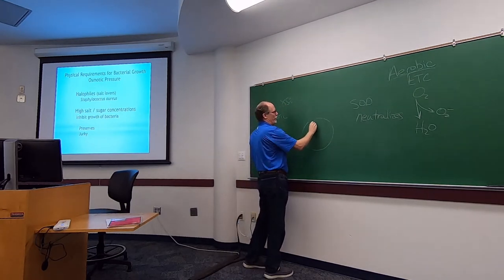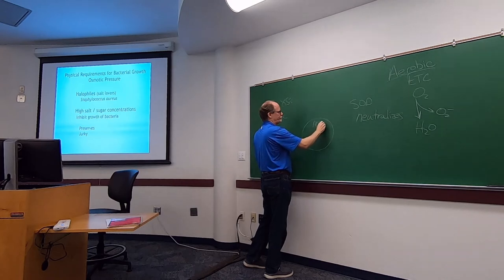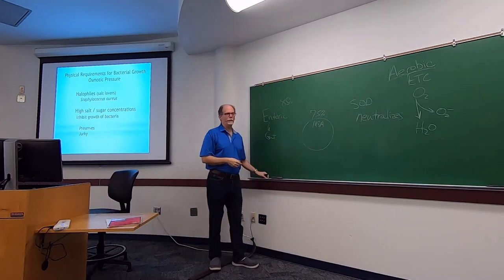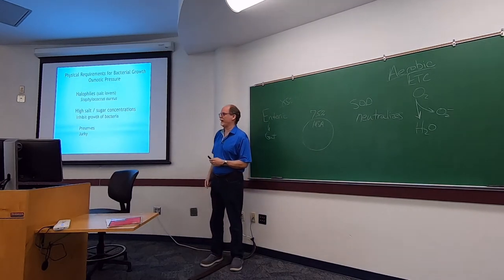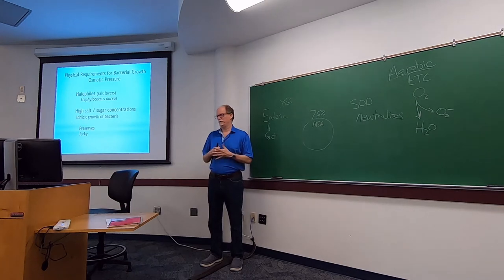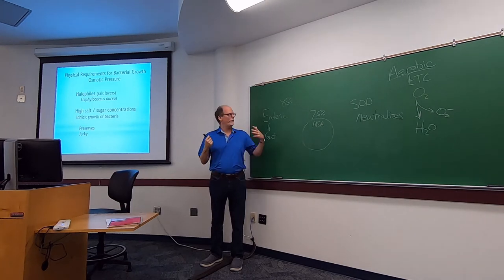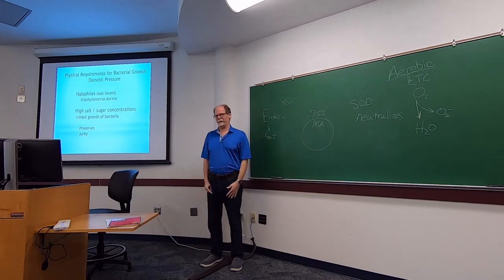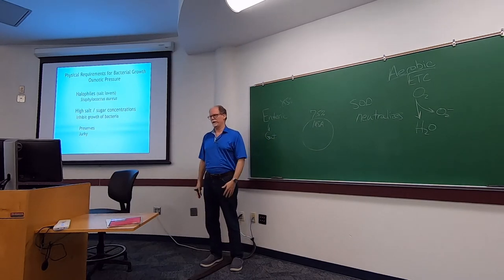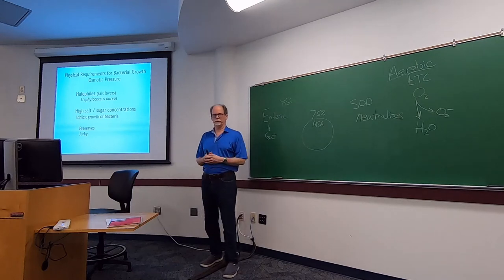But when we use the MSA plate, then there's 7.5% sodium chloride, which would be a high salt, but you would also think of that as having a high osmotic pressure too. But they like to be in that high salt environment, right? They've evolved to live in that, right?